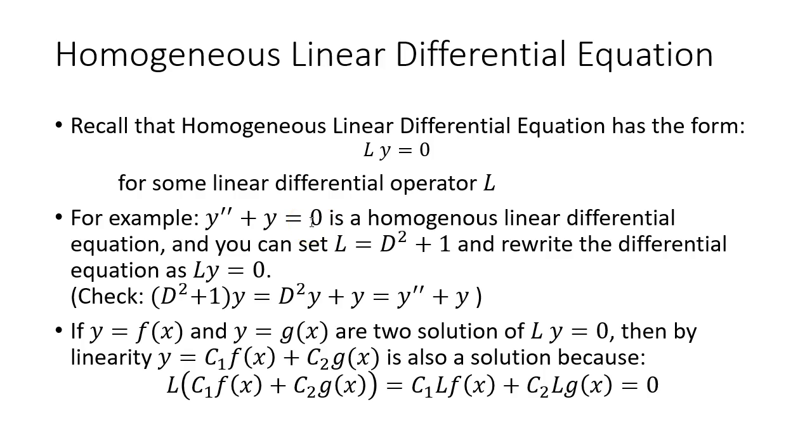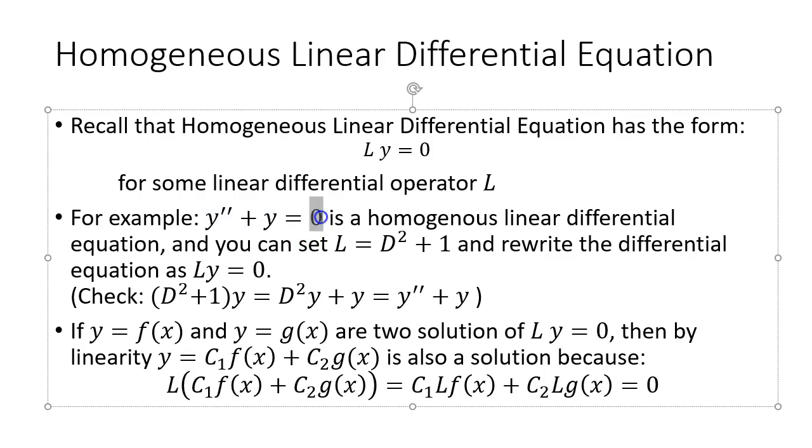This is a homogeneous linear differential equation because the right side is 0. And you can set a linear operator L as D squared plus 1 and rewrite the differential equation as Ly equal to 0. Now, why is that the same as this? Well, try this out. D squared plus 1 applied to y. When you apply D squared and multiply by 1, it's D squared y plus y, and it's the same as y double prime plus y. Therefore, Ly equal to 0 is the same as y double prime plus y equal to 0.